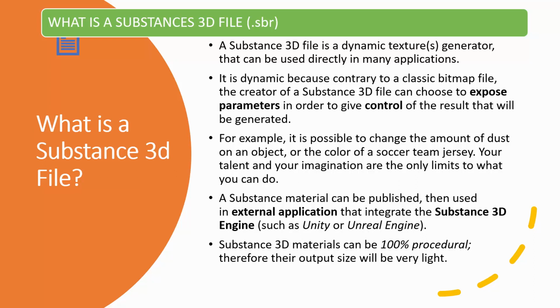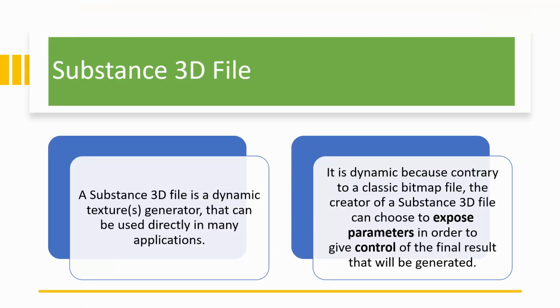You could change the size of rocks, you could change the color of a material, you can change how large or small the fabric of a material is. You can do all those things basically by having a small embedded .sbr file. So it's a dynamic texture generator that exposes parameters. You can basically expose a lot of parameters and change those parameters.